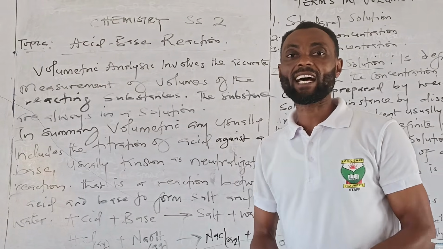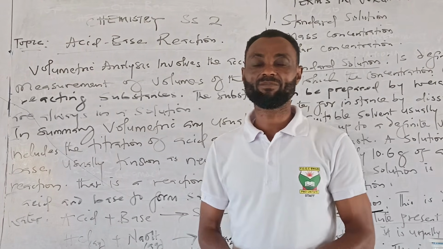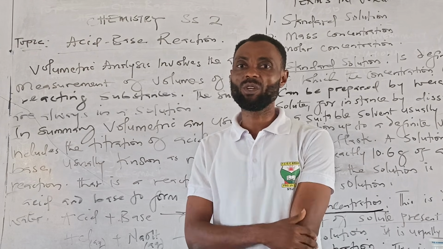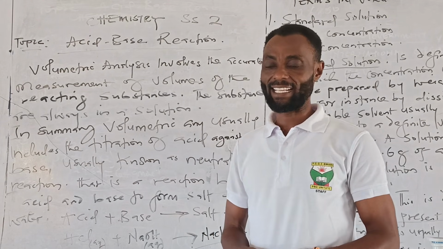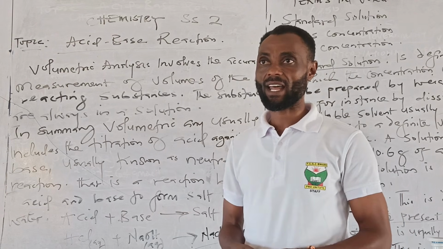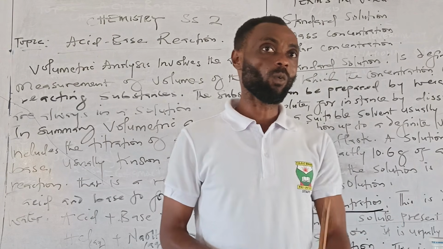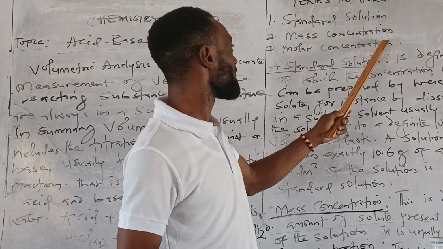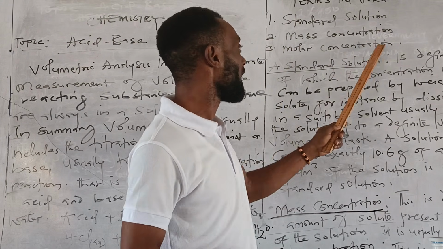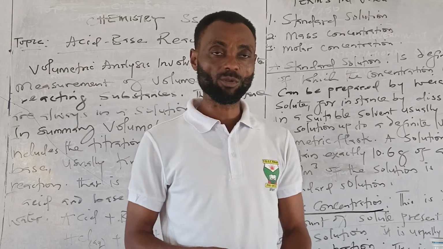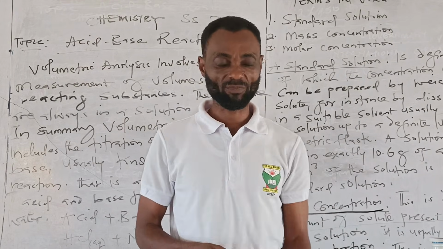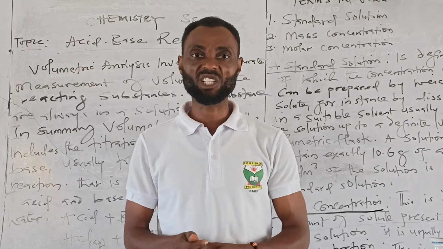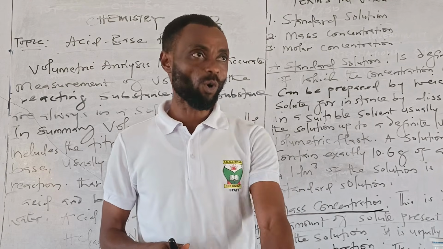Now, there are some important terms associated with volumetric analysis. Those terms are as follows. One, we have the standard solution, we have the mass concentration, and we have the molar concentration. Now, what is a standard solution? A standard solution is a solution of which the concentration is known.